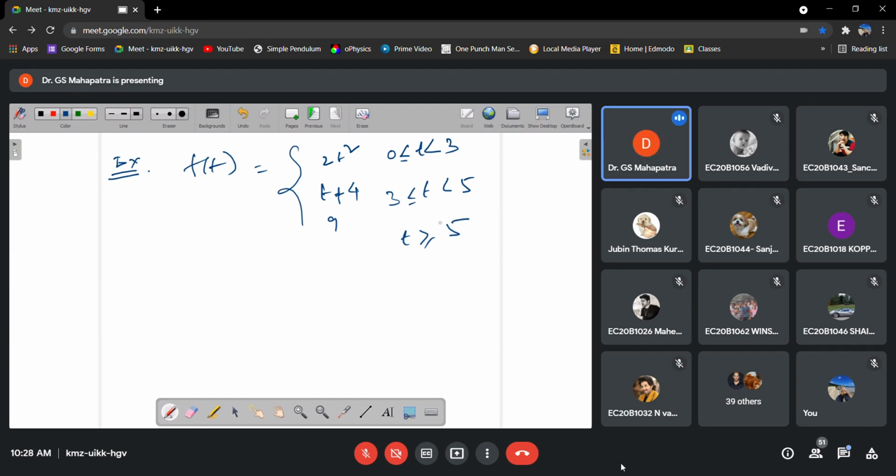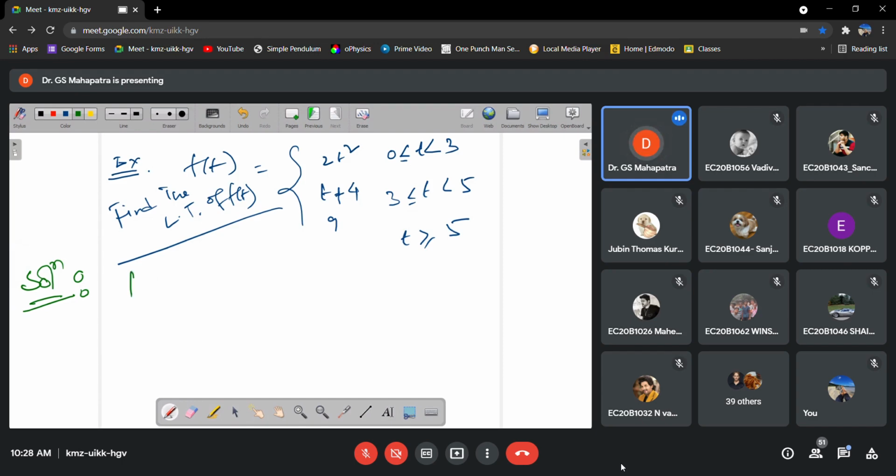Now you have to find the Laplace transform of f of t. So what will be the answer? That one we are going to solve now. Solution.